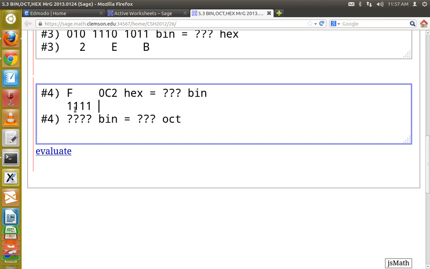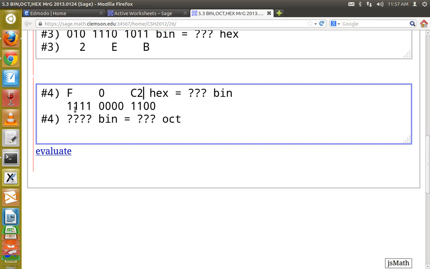Okay. All right. How do you write 0 in 4 bits? 0, 0, 0, 0. All right. What does C mean? 12. A is 10, B is 11, and C is 12. All right. How do you write 12 in binary? Do you need an 8? Do you need a 4? Do you need a 2? Do you need a 1?